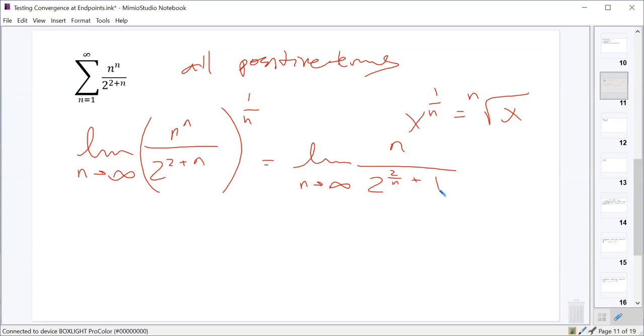Exactly. And now we should be able to look at what happens to that as n goes towards infinity. The numerator as n goes towards infinity is infinity, and the denominator is 2 to the 0 plus 1, so 2 to the first, or just 2. And half of infinity is still infinity, and we should be able to state that this diverges by nth root test.